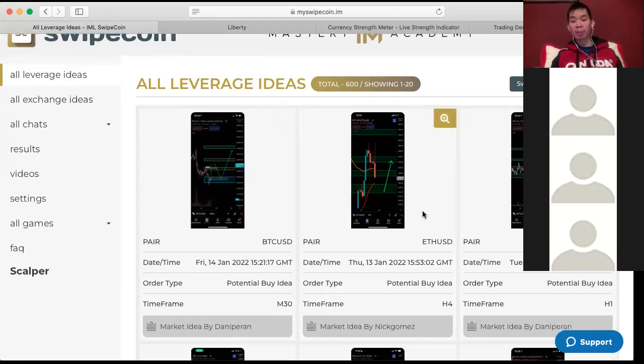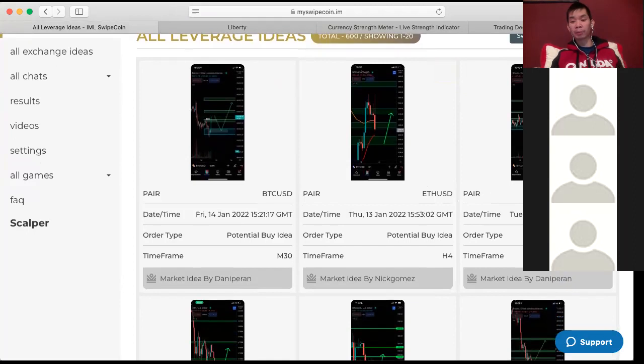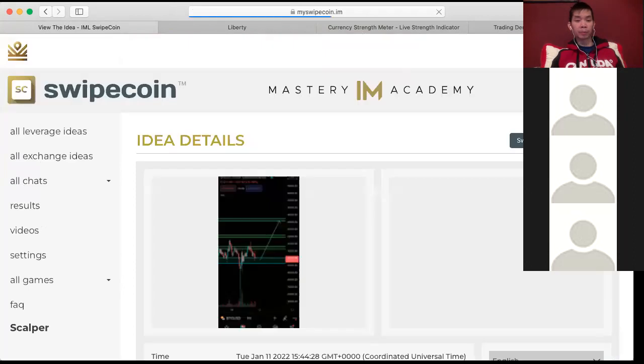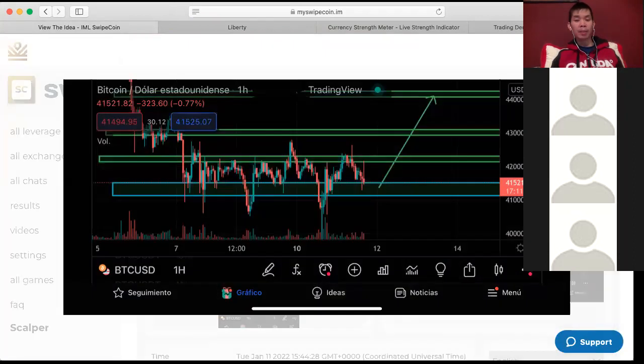So here's an example of a potential buy idea, okay? What happens is the educator will send you this signal. I know for some of you, you're like, what the hell am I looking at? Okay, so let's break it down a little bit. You guys see these three different green zones. There's one here at 42,000, one here at 43,000, one here at 44,000.